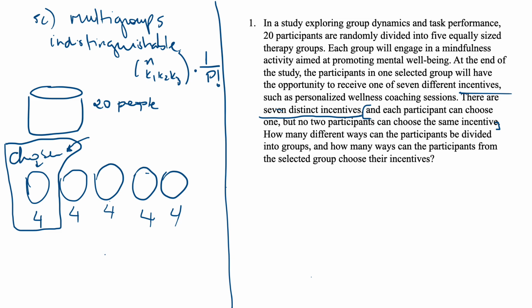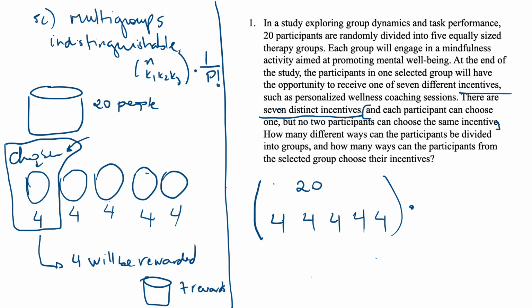I'm going to take 20, and then I'm going to group it into a first group of 4, then a second group of 4, then a third group of 4, then a fourth group of 4, and a fifth group of 4. Okay? It's too good to be true. This is not the answer for the first task. Why?